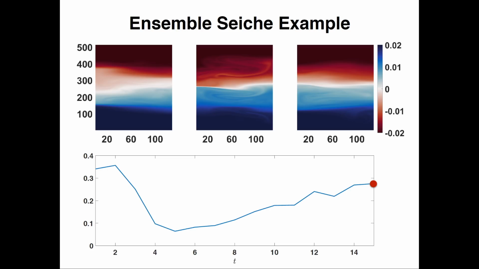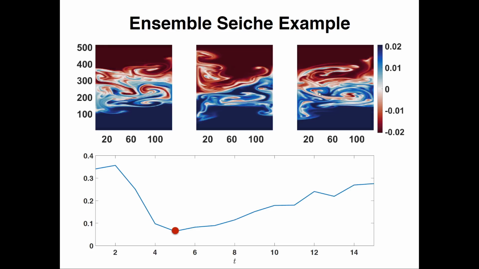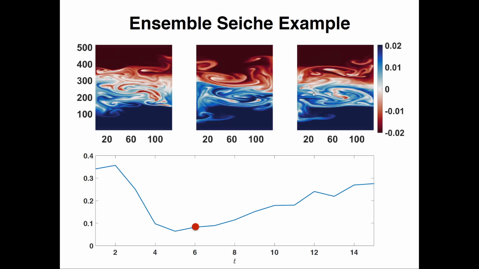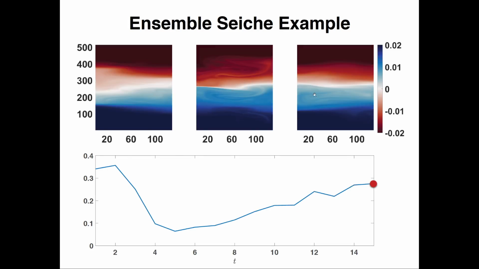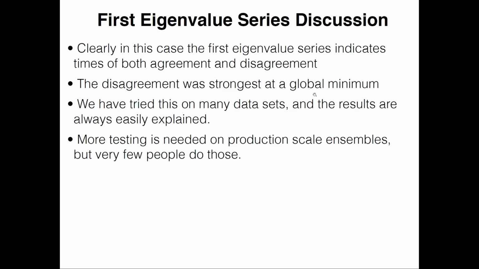But the point is, this is still at the stage that we need to see it done on more data sets, and in particular data sets that are being studied already for other reasons. Right? We want to confirm the usefulness of this method on production scale ensembles. So that's the first eigenvalue series, and we'll keep you posted with more news on this as we progress through our research.